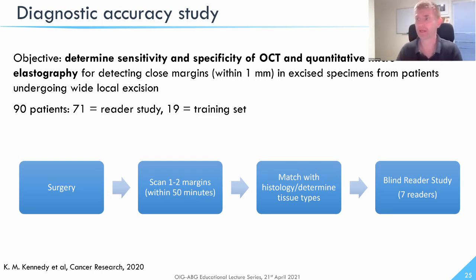We just wanted to see in a small set of specimens if we could correspond tumor with the clinically relevant outcome. So for that reason, we didn't try and scan all the margins. We scanned two, and then we matched with the pathologist and the different tissue types. And we then performed a blind reader study on 7 readers, a combination of surgeons, radiologists, and pathologists, and also an engineer.